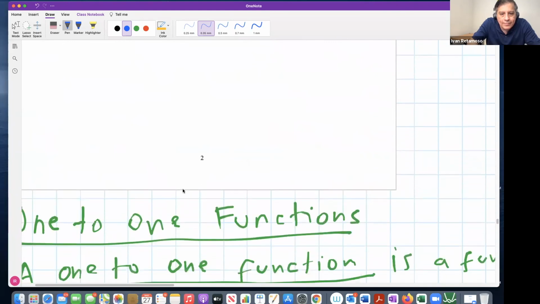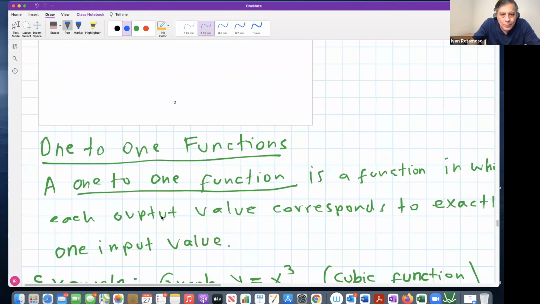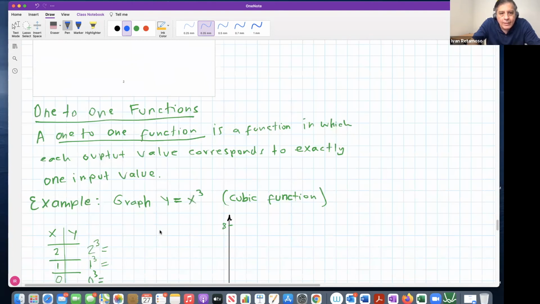All right, let's go over the last part. It deals with these super special functions called one-to-one functions. A one-to-one function is a function in which each output value corresponds to exactly one input value. Okay, these are super special functions. It allows us to put two sets in what is called one-to-one correspondence, right? Which is very important, especially when you are trying to identify things.